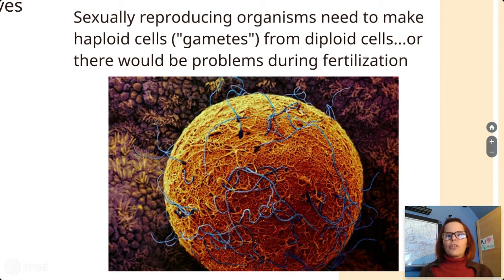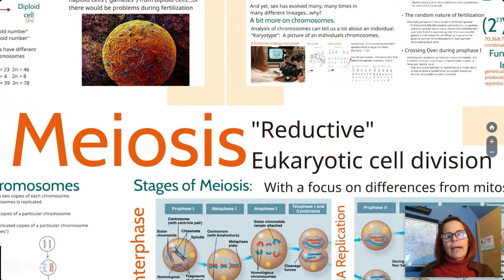Okay, so sexually reproducing organisms need to make haploid cells that are called gametes. That is a word you absolutely need to know. Gamete means sex cell, and it's always haploid. How do we make these sex cells when our cells are diploid? That's the process that we're going to be learning about, called meiosis.